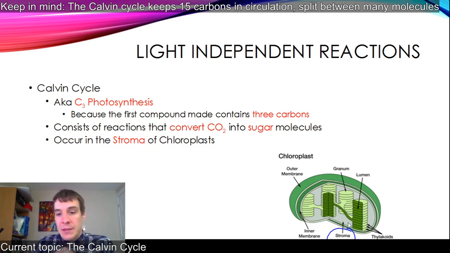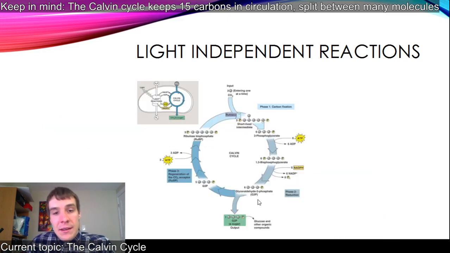Here's a diagram of it. The stroma is that space inside the chloroplast, kind of like the matrix of a mitochondria. Here's the cycle. That's a really rough view of it because it's not sharp, but we're going to break it down into individual steps. What's important here for the overall is that 3 CO2s are going to come in. They come in one at a time, and 1 G3P is going to come out.